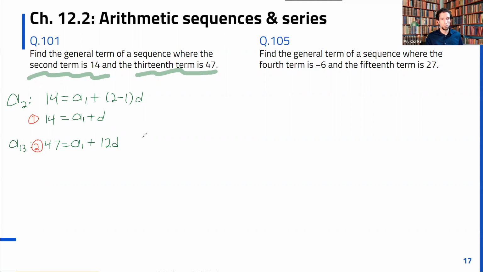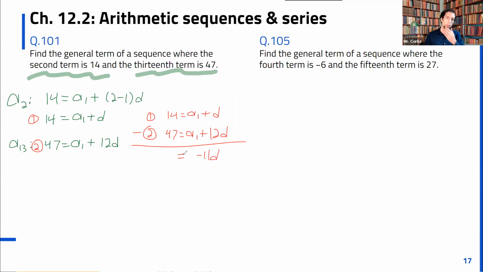Okay, what are we doing for elimination? Eliminate A1. Okay, with the equations, do we have to multiply by anything? No. So we're just subtracting. It doesn't matter what order we subtract in. So let's just do equation 1 minus equation 2. 14 equals A1 plus d. 47 equals A1 plus 12d. The A1s disappear. d minus 12d, so that's negative 11d.